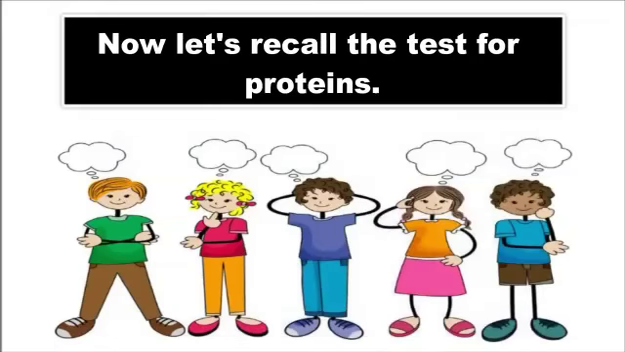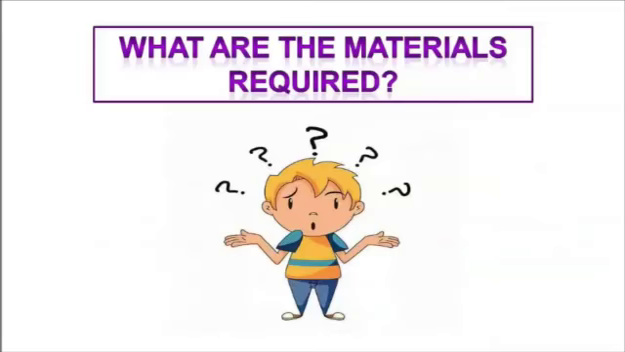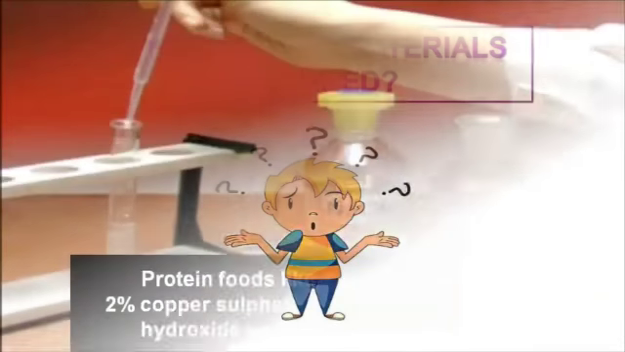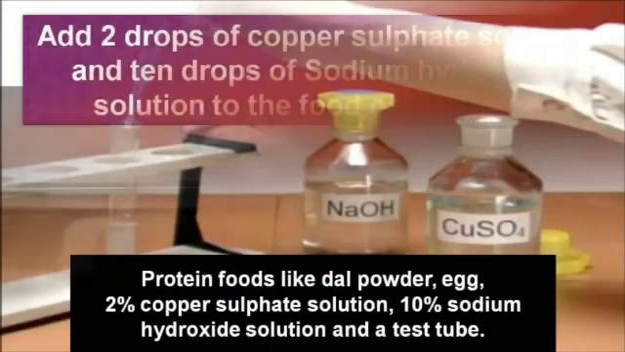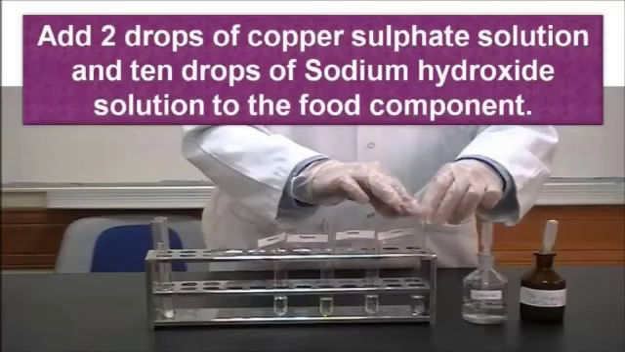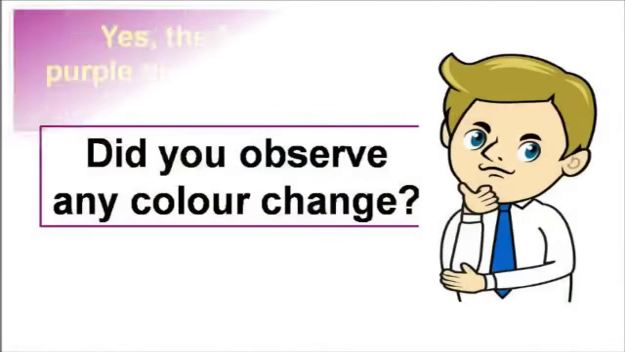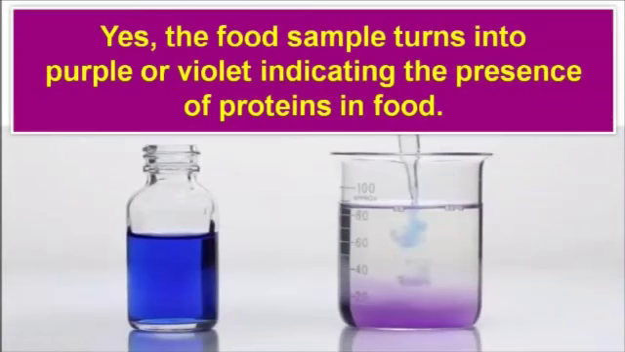Now let's recall the test for proteins. What are the materials required? Protein foods like dal powder, egg, 2% copper sulfate solution, 10% sodium hydroxide solution, and a test tube. Add 2 drops of copper sulfate solution and 10 drops of sodium hydroxide solution to the food component. Did you observe any color change? Yes, the food sample turns into purple or violet, indicating the presence of proteins in food.